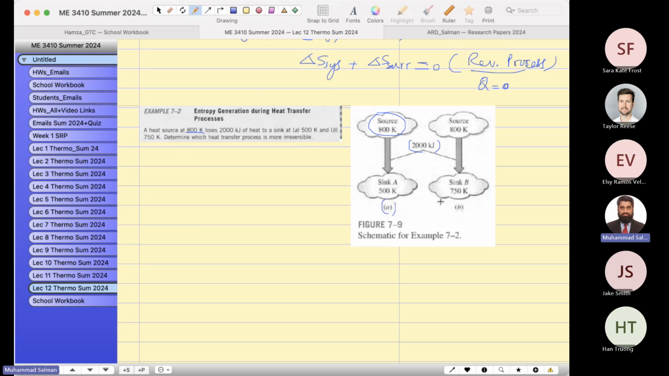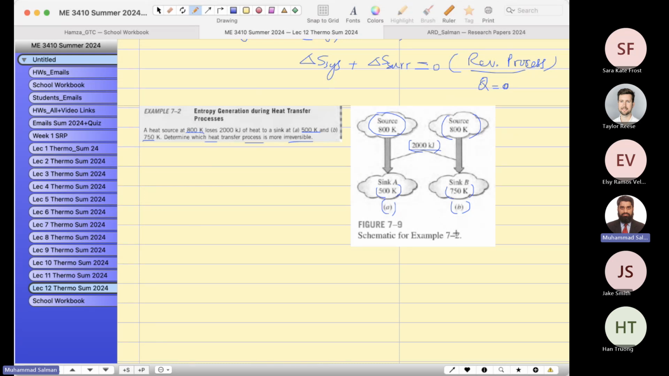This is case A, this is case B. Both sources are at 800 Kelvin, and both lose 2000 kilojoules of heat to the sink at 500 Kelvin and 750 Kelvin. Determine which heat transfer process is more irreversible. You will see that in one case the sink has a low temperature, and in the other a high temperature. Just a big idea.